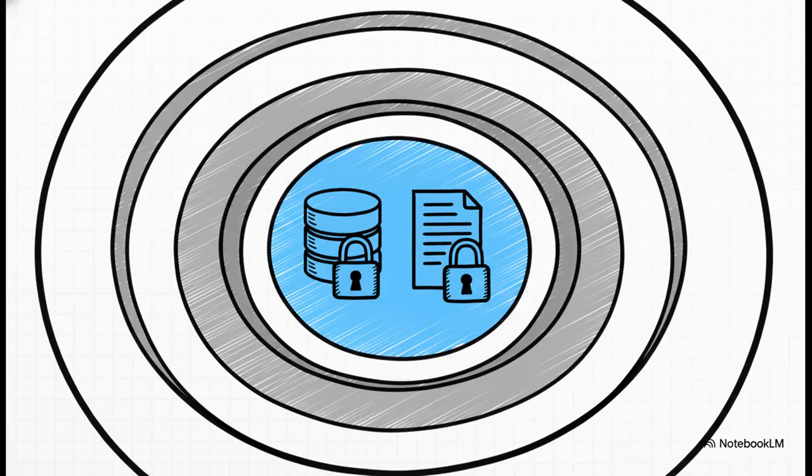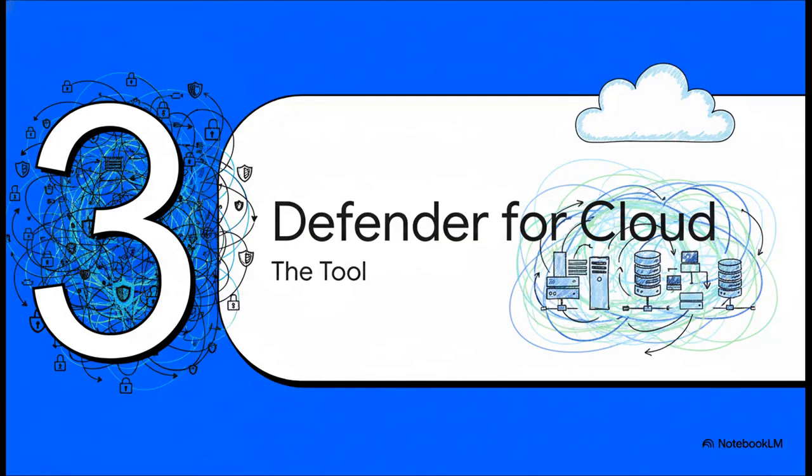And finally, we get to the very heart of the onion, the data. This is the crown jewels. This is what the attackers are after. Here, we use encryption and super tight access controls to protect the data itself. Even if an attacker gets all the way here, we want to make sure the data they steal is completely useless to them.